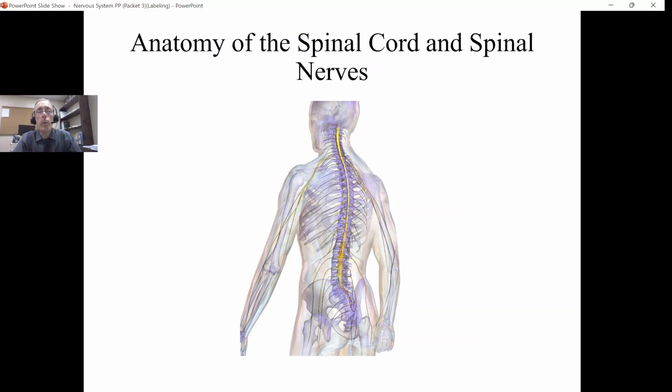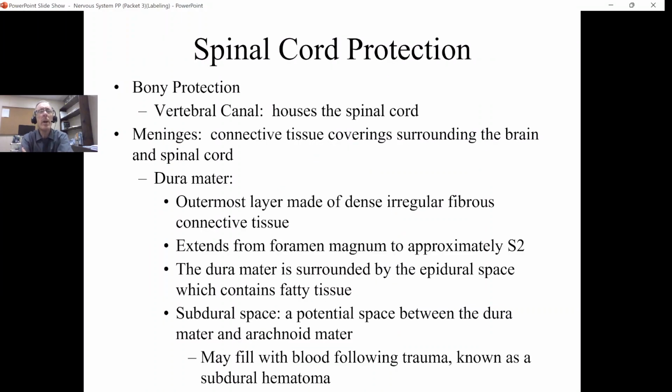In this lesson, we'll begin our discussion of the spinal cord and the spinal nerves. Specifically, we're going to take a look at the three meninges and the three associated spaces. So, if we were doing dissection and we were going to take a look at the spinal cord, we would begin by taking a look at the bony protection.